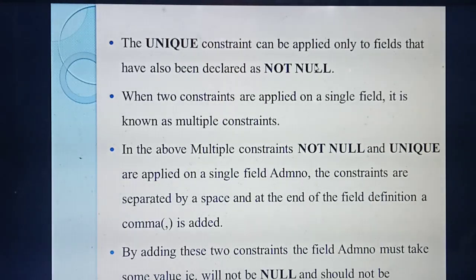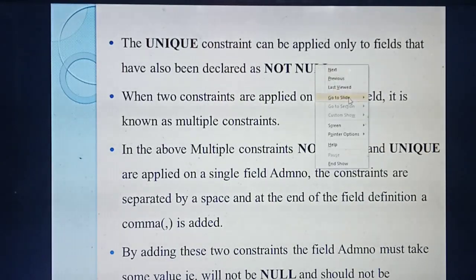Admission number. Okay, so listen, if two constraints are applied to the same field, we call them multiple constraints. Understand what we mean by multiple constraint? If you are applying two constraints to a single field, the same field, then we call that which constraint? Multiple constraint. So see that example.